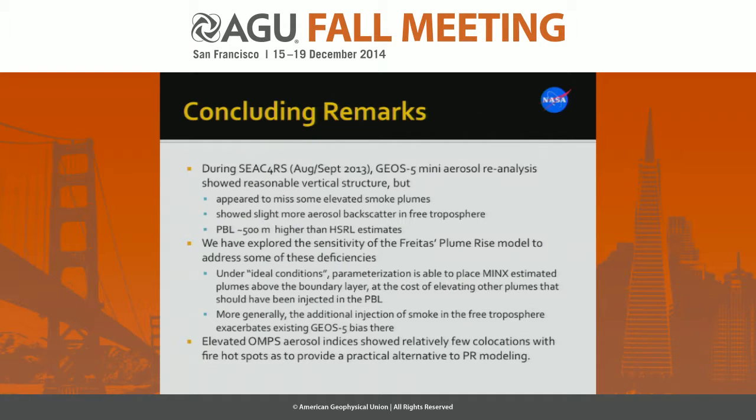So, in conclusion, doing CCARs, the justified mean reanalysis, it does a reasonably good job for a global model of reproducing the vertical structure of aerosols, but we have some elevated plumes here and there that we were not capturing. But also we tend to be, on average, a little bit too much in the free troposphere, and the PBL is a little bit too high. You explored the sensitivity of the Freitas plume rise model to address this. But even under ideal conditions where you do that inverse calculation, you still seem to put in more stuff. So your batting average in there is not that great.